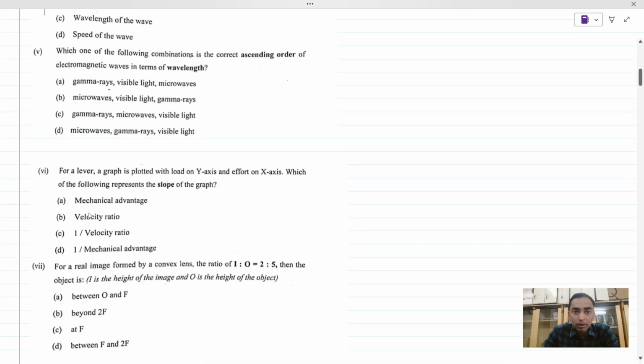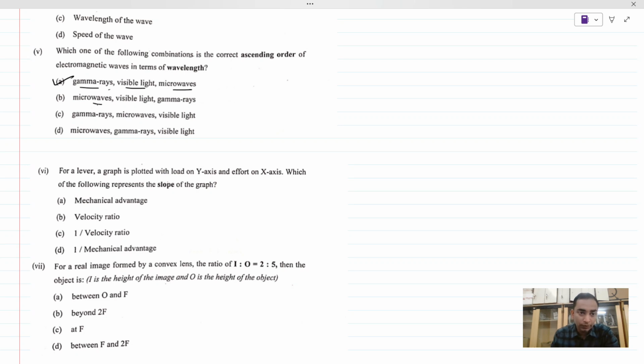Ascending order. In ascending order, you should be careful that the least wavelength should be written first. So that means I see gamma rays, then visible and microwaves. This is the answer. Let's also look at the other ones.